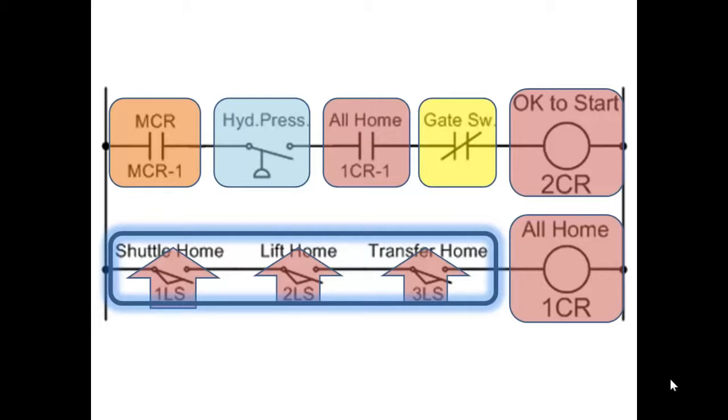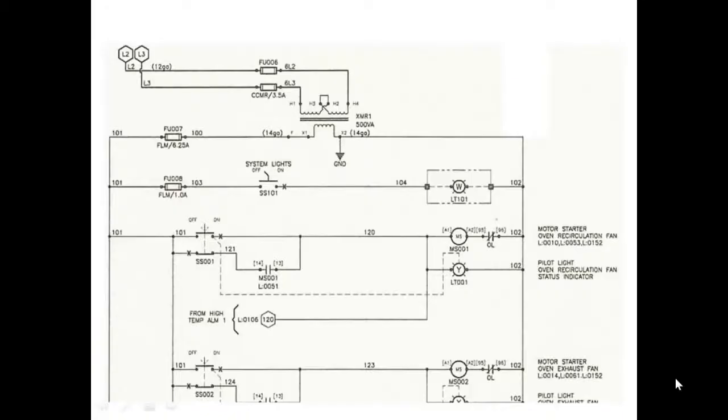That's because they're in many other locations in the electrical schematic, and they are now permissives or conditions in other rungs of circuit logic to say that it's okay to start. Let's take another look at a real relay diagram.